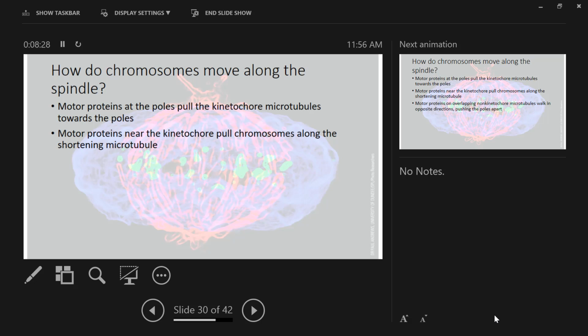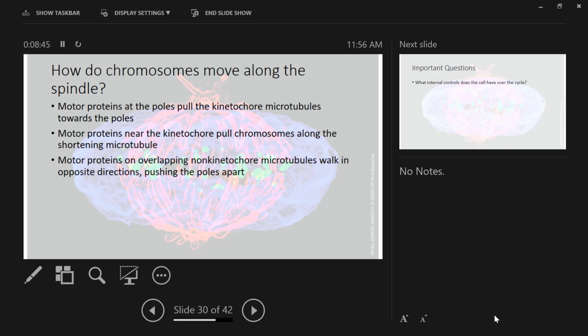Okay? Similar to what's happening when you walk microfilaments in opposite directions to shorten a fiber and to contract a muscle, but now walking them in the opposite direction to lengthen them, to push them in opposite directions and force the cell to elongate. Okay, and so that's this point here. That motor proteins on these overlapping non-kinetochore microtubules, they're walking in opposite directions while physically attached to both microtubules, and it's pushing those microtubules apart. Okay, and elongating the cell.